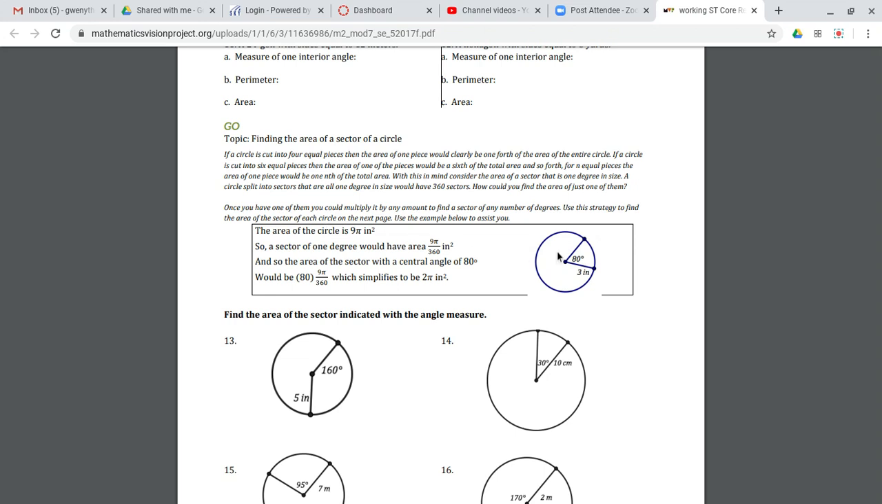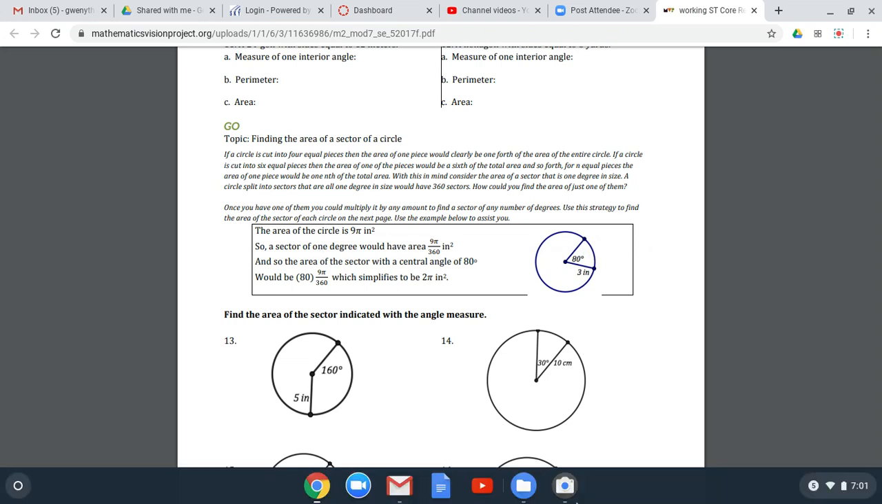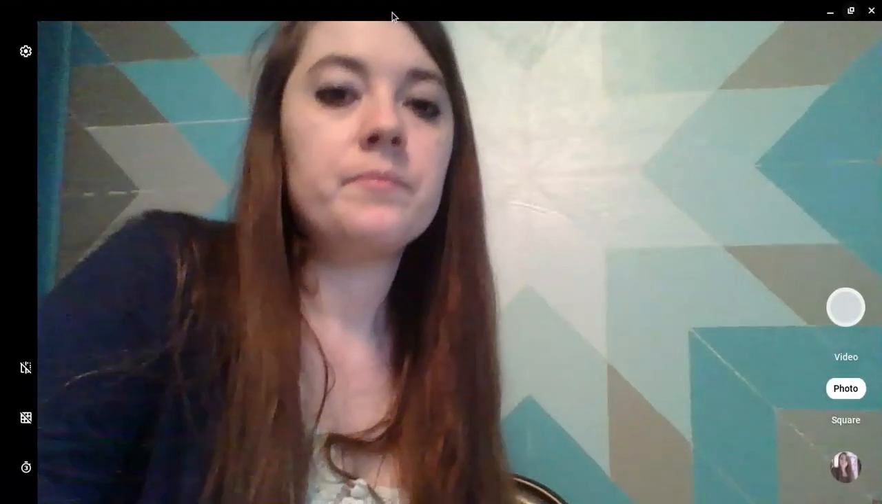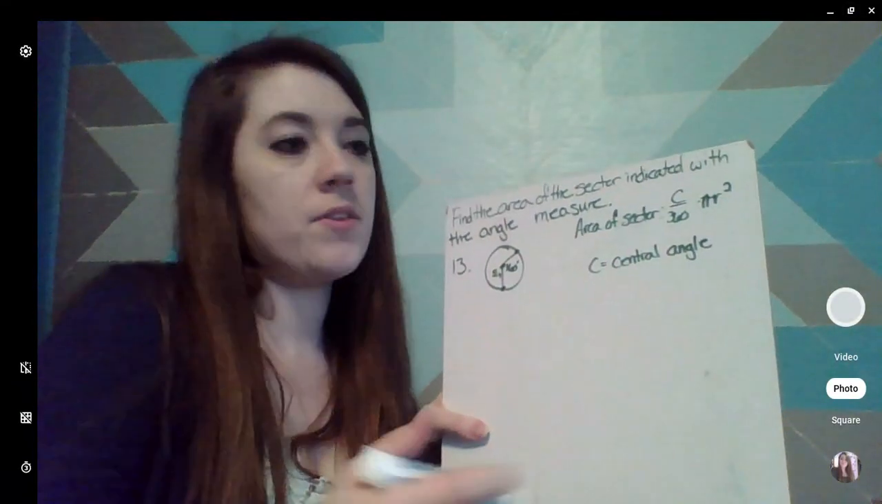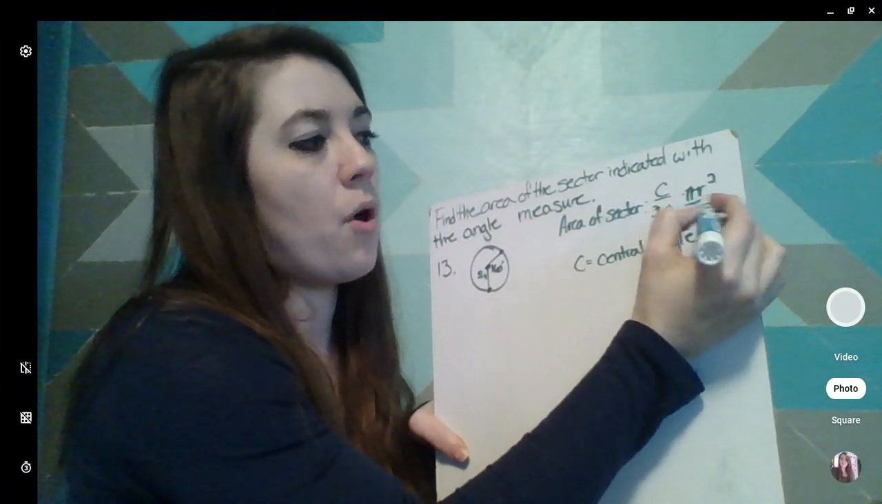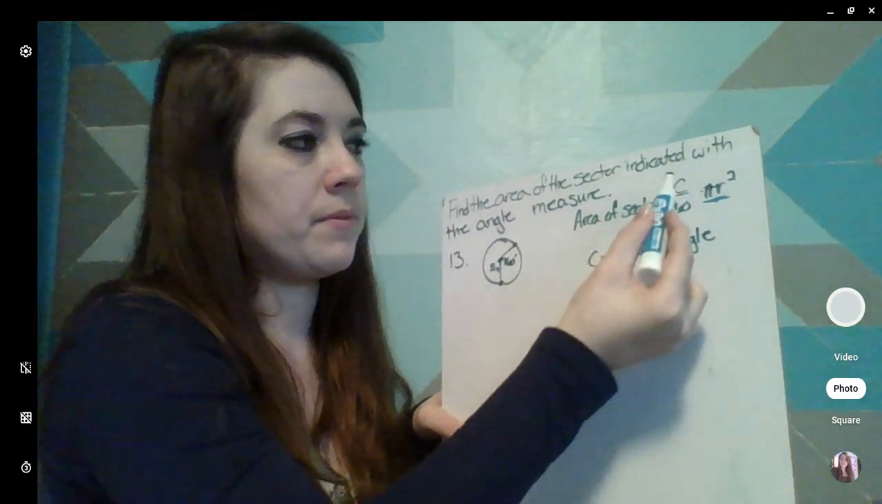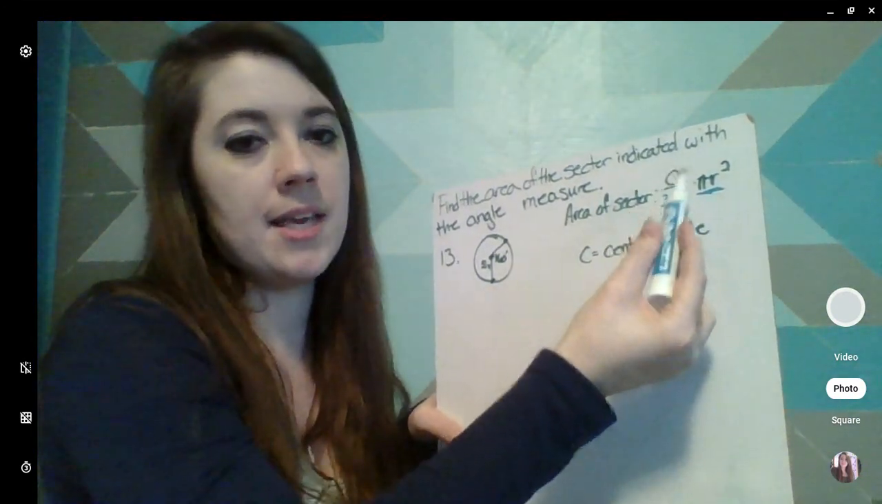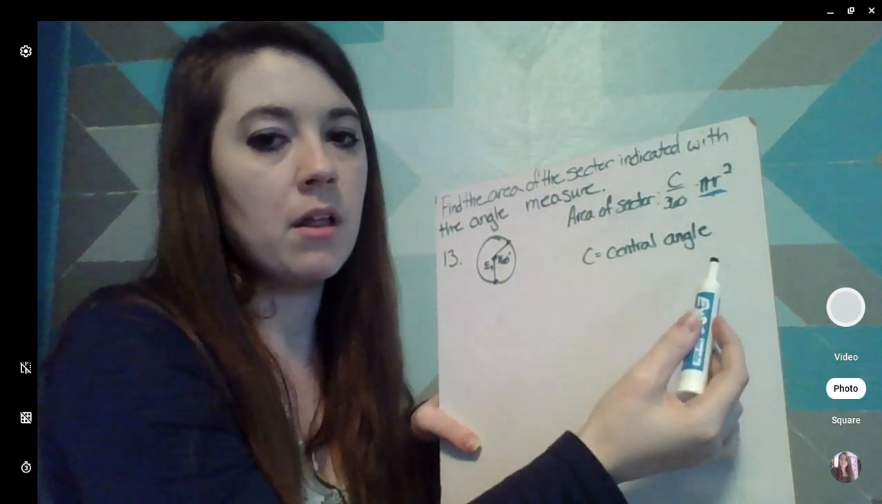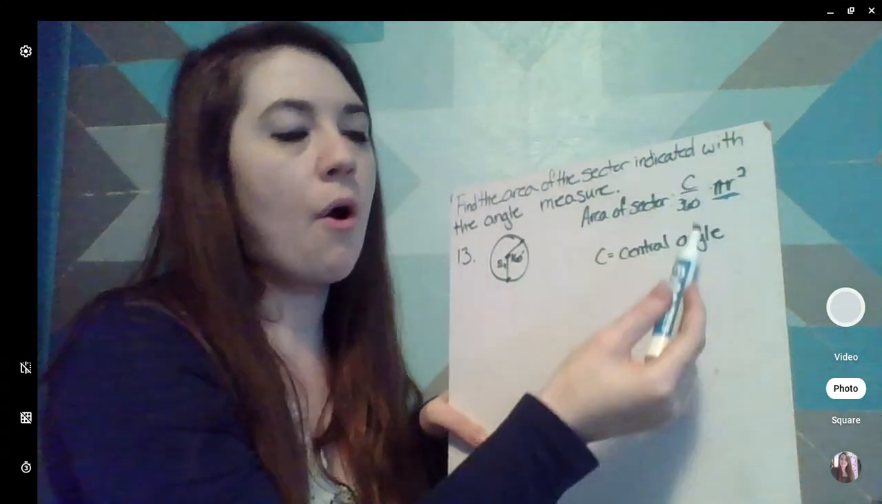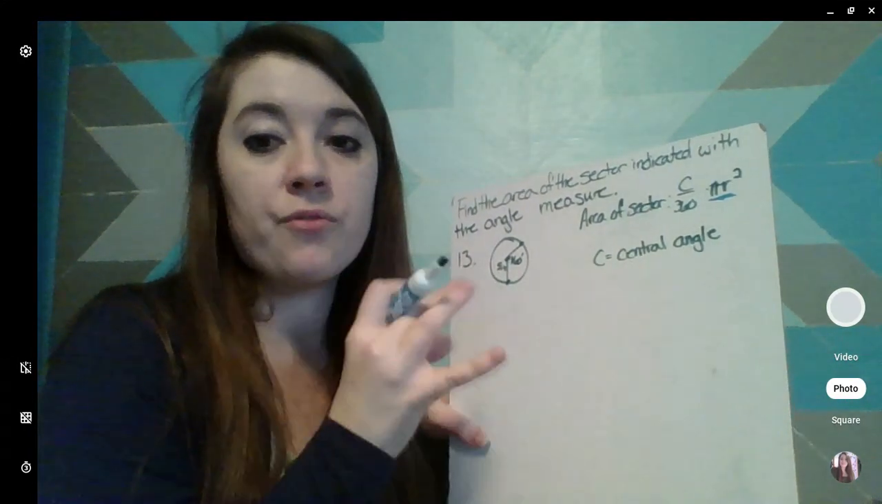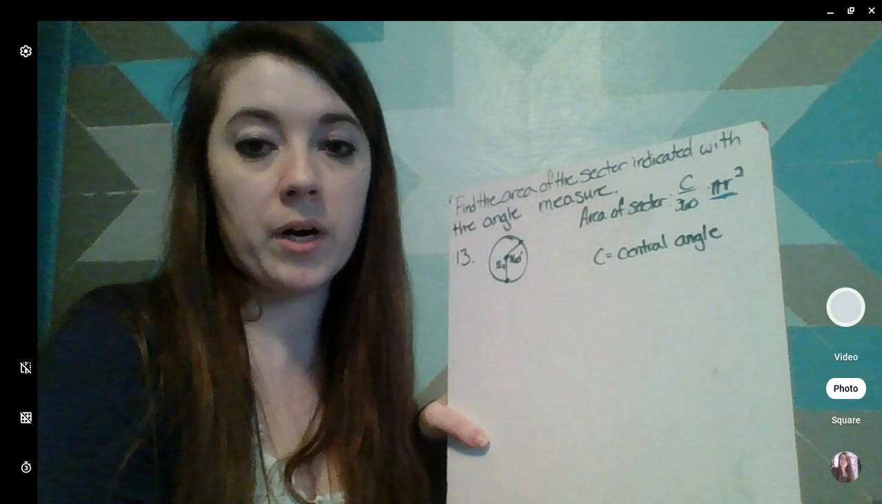So here's an example right here for if you guys get stuck when you're doing this on your own. We're going to do number 13 together. So finding the area of the sector involves finding the area of the whole circle and then multiplying it by C over 360. Now the C here represents the central angle, so the angle that you're given over 360. So that represents the fraction of the whole circle that you're working with.